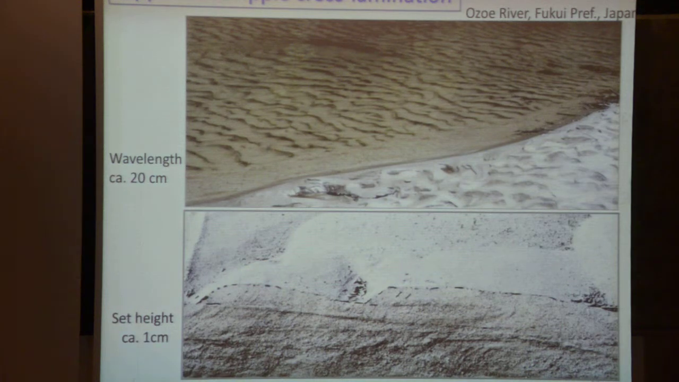So here are some natural examples, and the upper photo is ripples at the upper part of the point bar, and the lower photo is the vertical section of these ripples. I hope you can see these foreset lamina. I just put some guidelines.